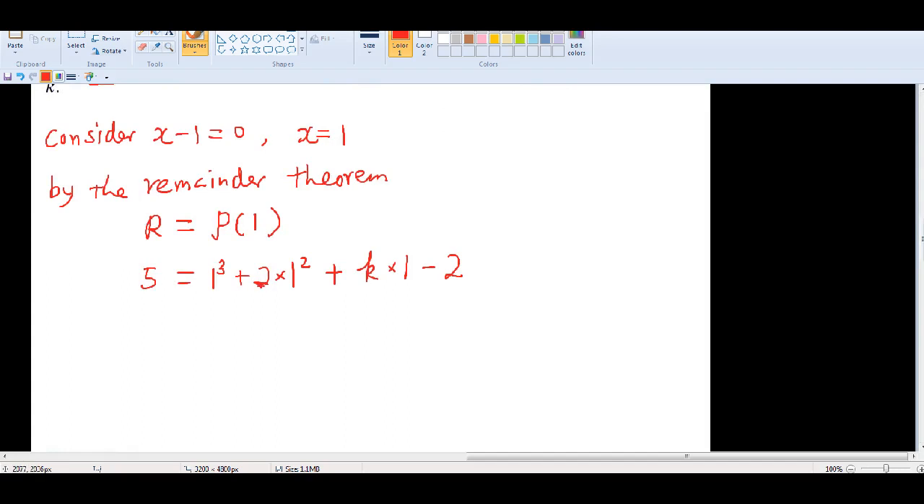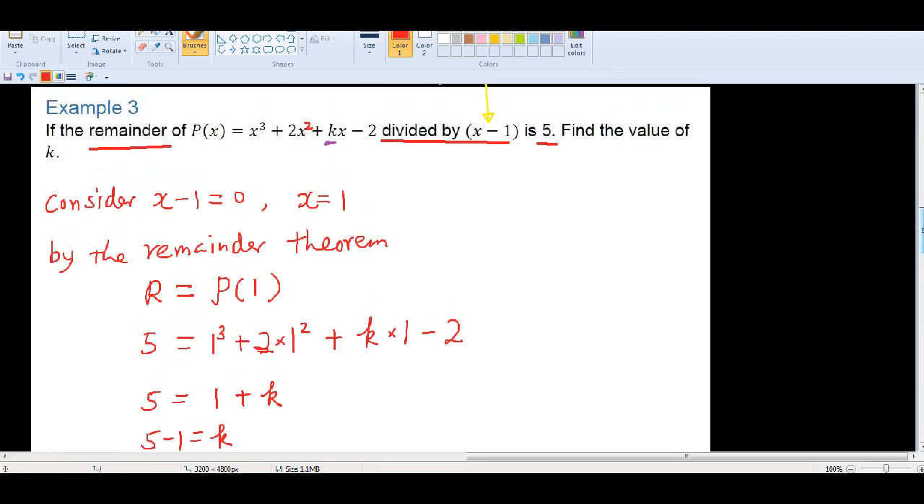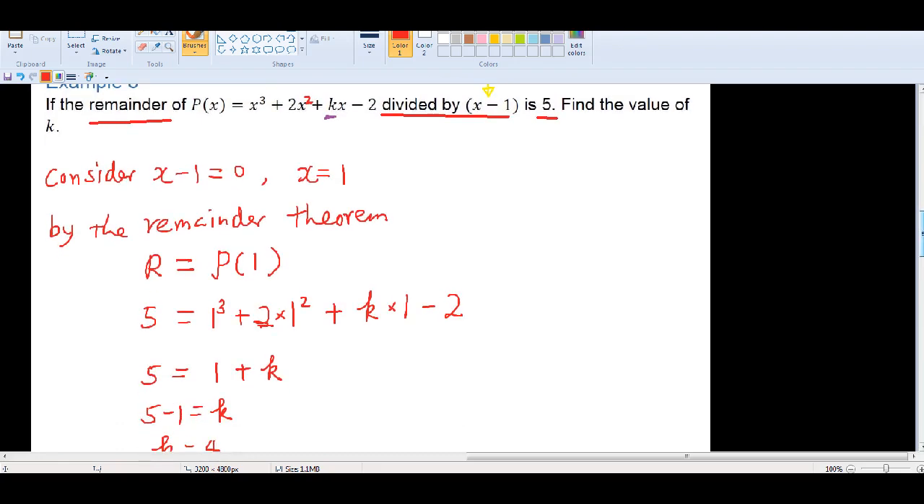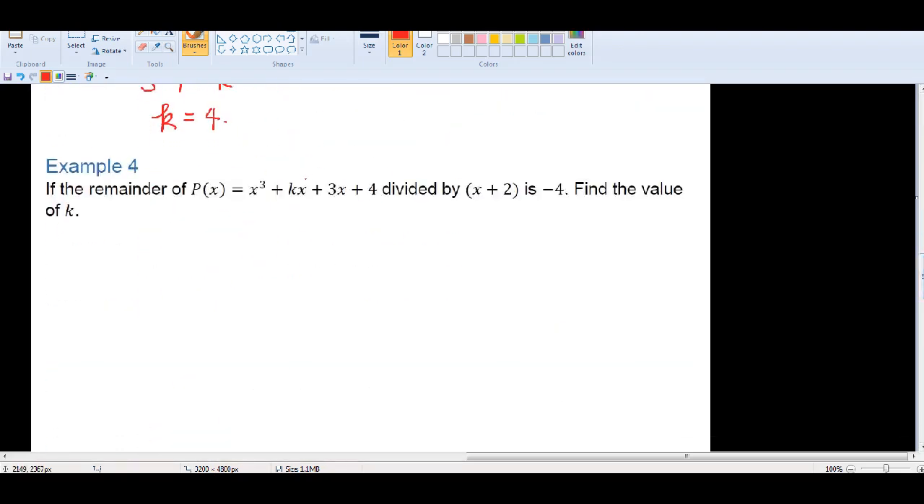Remember now you are going to find k, right? So that's 1 plus 2 minus 2, that's 1. k times 1 is k. So how could we find k? Just take 1 to this side, and k would be 4. Alright, so that's done. All good? So that's one of the questions. And again here, please check that it should be x squared, not just x.